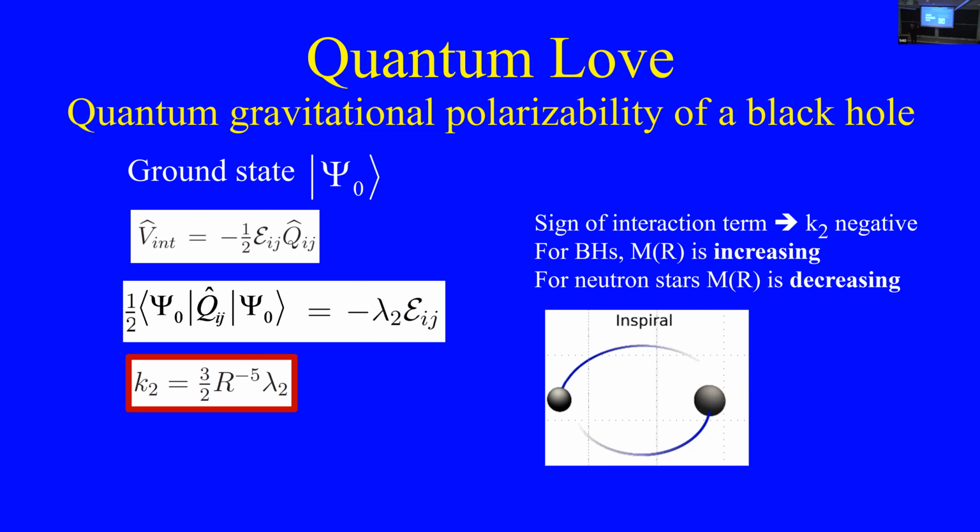It turns out that for a quantum black hole, in general for very compact objects, K2, the Love number, comes out negative. In fact, that's interesting, and it's related to how the mass function, as a function of the radius, works. This was also something that was observationally found. Here, m of r is the mass inside radius r.